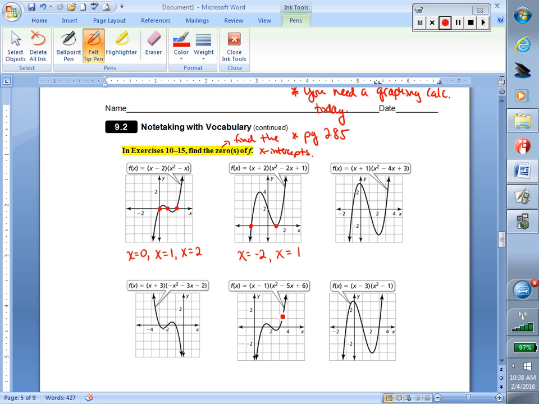So you might have 3 intercepts, you might have 2 intercepts. It totally depends on the graph. But again, they will be graphed for you. You just have to find and identify the x-intercepts. That's all you need to do when you're asked to find the zeros.